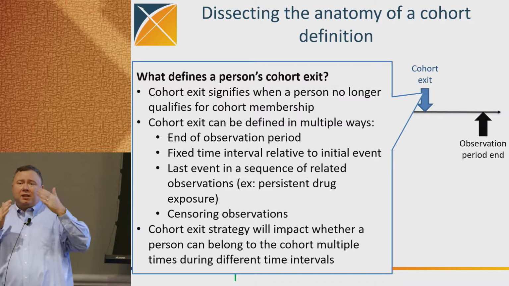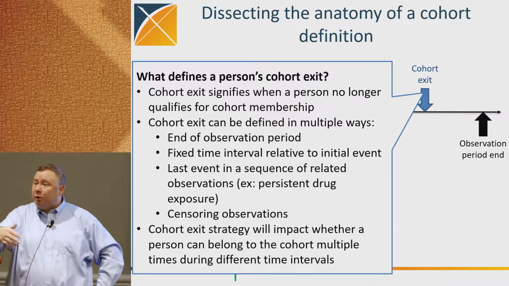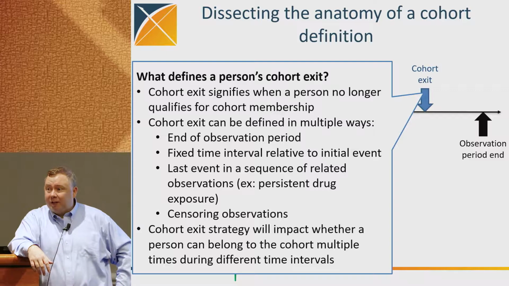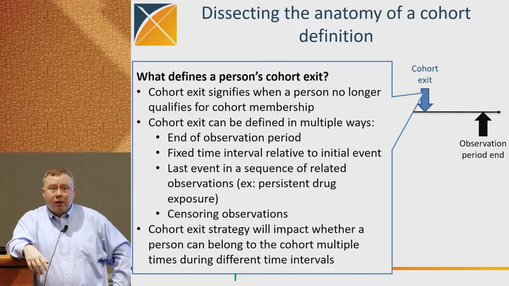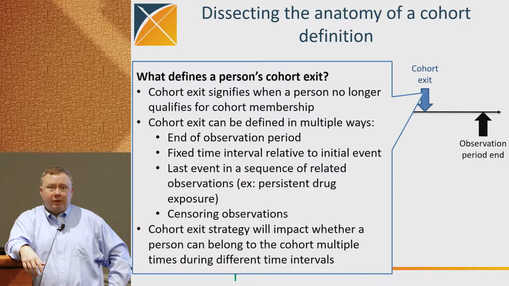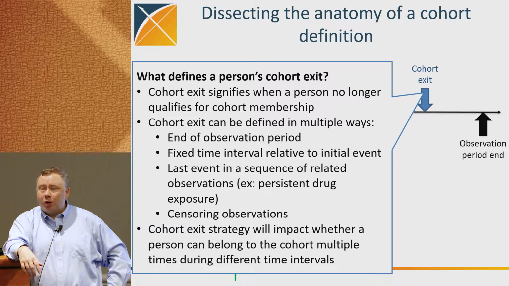You could think about it being like the last event in some sequence. So for example, treatments. For dabigatran, we might say you started the cohort when you started your dabigatran, and you'll stay in the cohort so long as you keep taking dabigatran. And once you stop taking dabigatran, that'll be the moment that you stop belonging to that cohort.